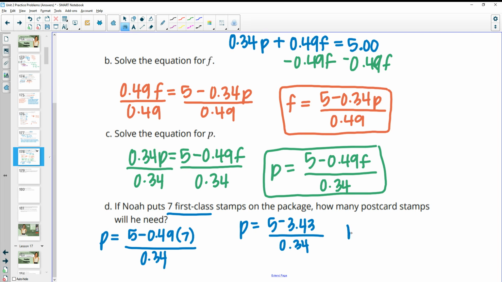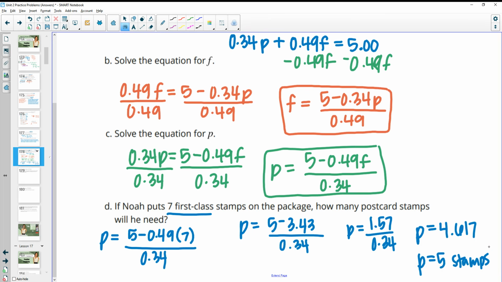So then we'll subtract that from our original 5. So 5 minus our 3.43 gives us $1.57 that's left. And then we'll divide that by 0.34, which is the cost per postcard stamp. And that tells us we need 4.617 postcard stamps, which isn't possible. You can't buy a partial stamp. So we're going to need to put on 5 postcard stamps in order to get to our at least $5.